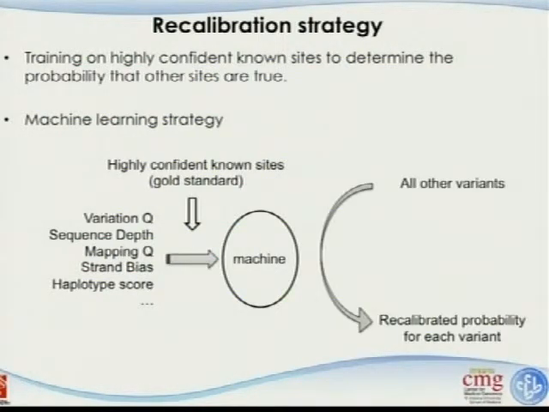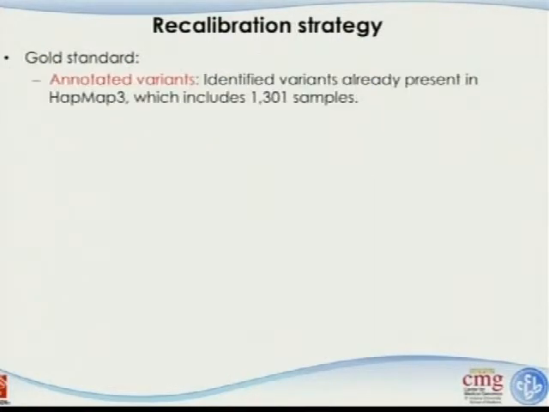And then for any other variance, you let the machine decide whether it's a good one or a bad one. So this is the basic procedure for the recalibration. Does that make sense? All right, so it's simple. The gold standard in this approach is annotated variance, which is identified variance already present in HapMap 3.